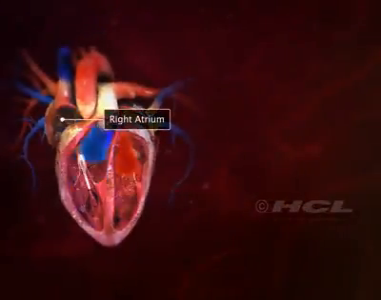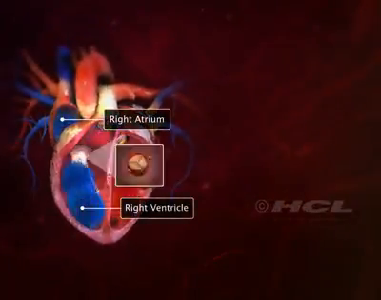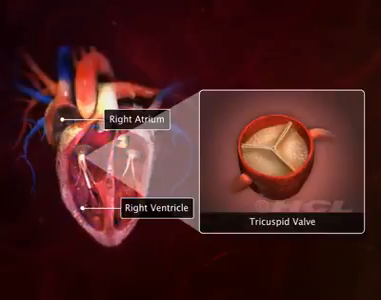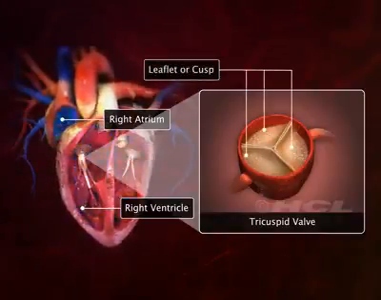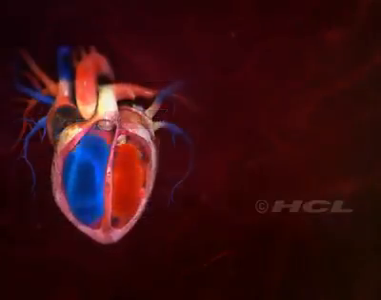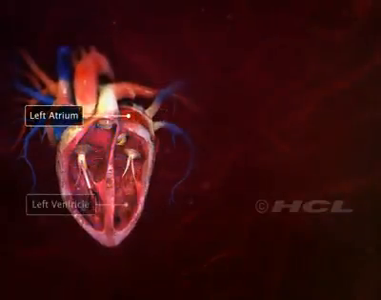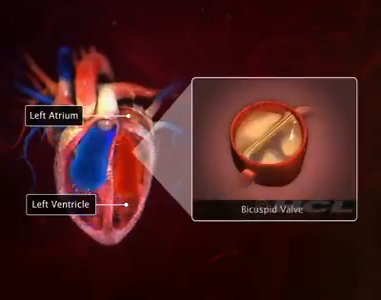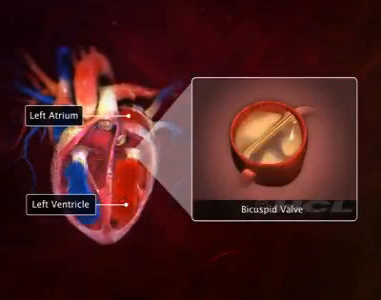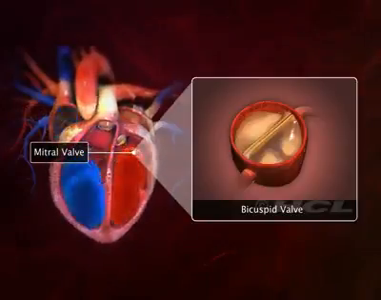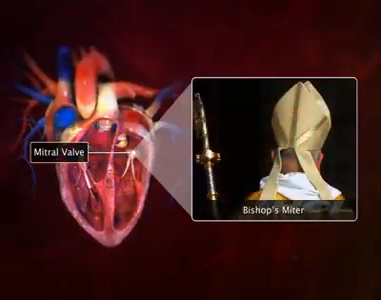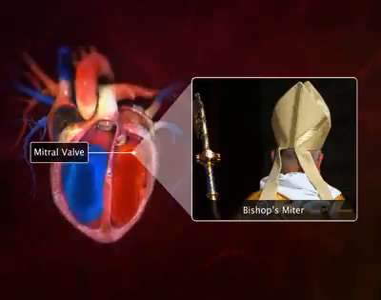The right atrium and right ventricle are connected through a tricuspid valve. As the name suggests, it has three leaflets or cusps. On the other side, the left atrium and ventricle are connected through a bicuspid valve. The bicuspid valve is also called the mitral valve because of its resemblance to a bishop's two-sided mitre or hat.